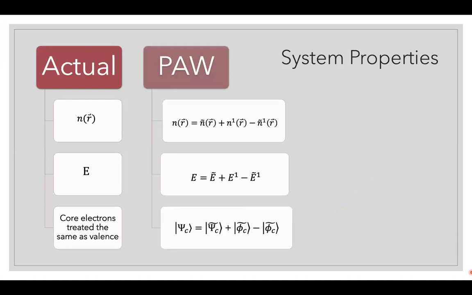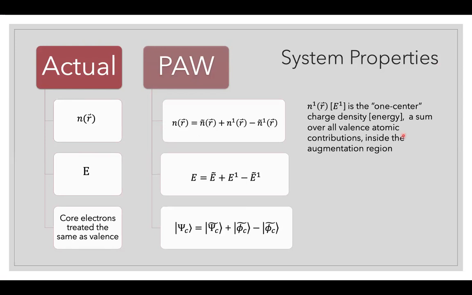So now that we have our linear transformation operator, we can define the rest of our system properties. Well, in reality, we know that the density is very important. And then our representation of that in PAW is going to be formulated analogously to the way we did our wave function. That is to say that our density is equivalent to a pseudo density plus something called a one center charge density, which is the sum over all of the valence atomic contributions inside the augmentation region, minus the pseudized version of that.